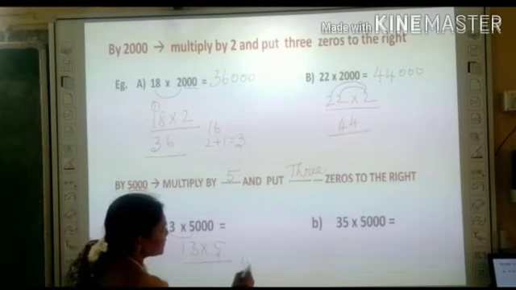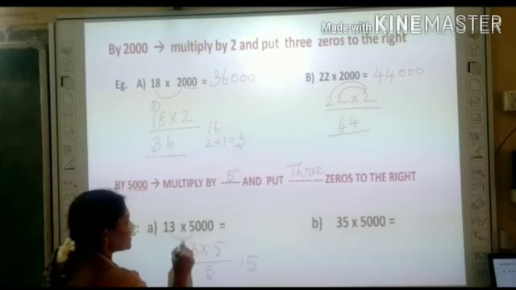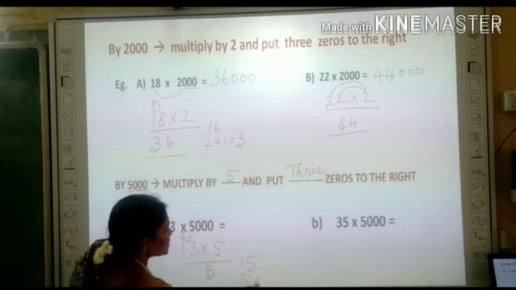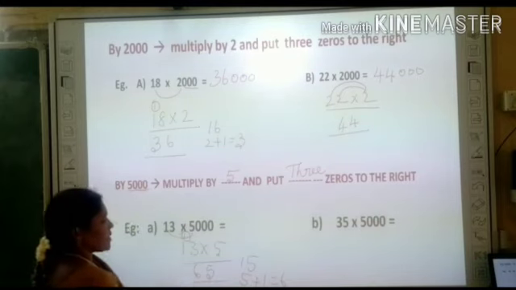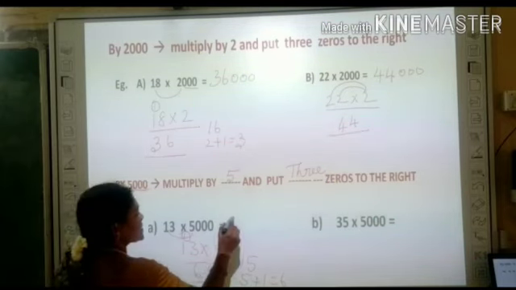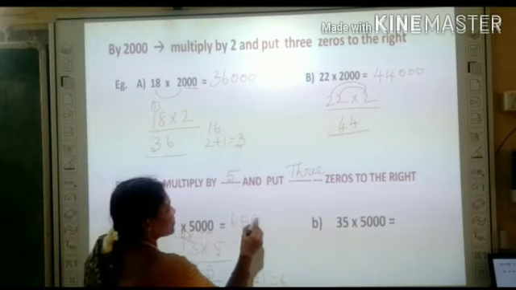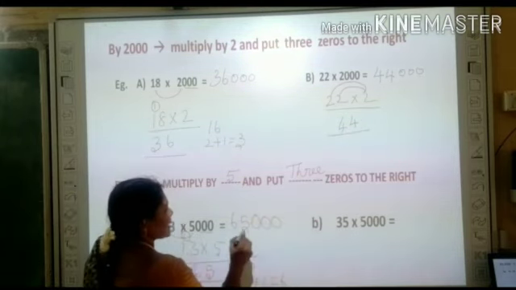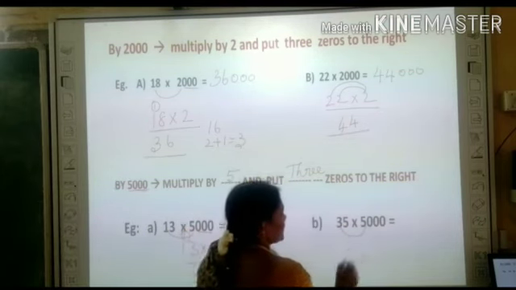5 3s are 15. 5 comes under the ones column. Then 1 is carried over. Then 5 ones are 5. 5 plus 1 is 6. So 6 comes under the tens column. So the answer is 65. Then you put 3 zeros to the right side. Okay. Then next example, 35 into 5.